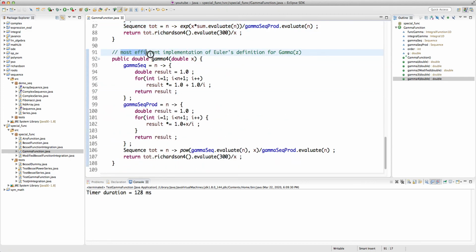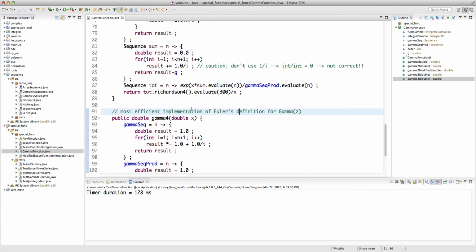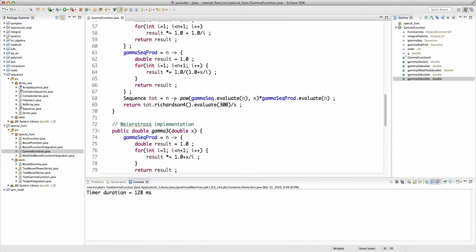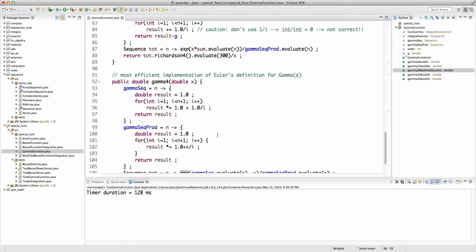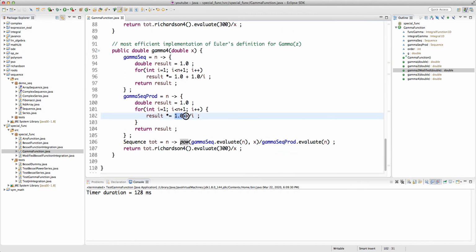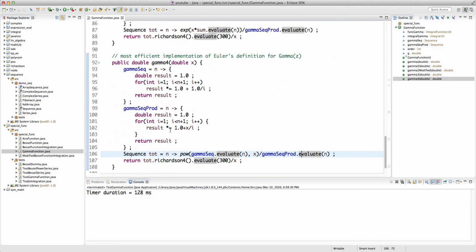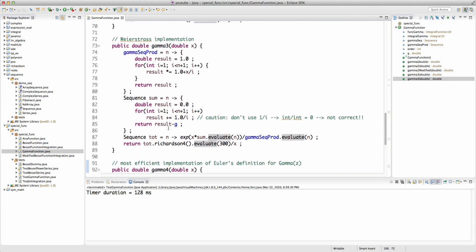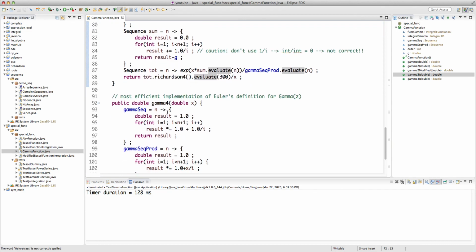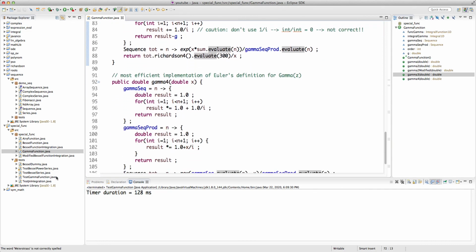Gamma 4 is the most efficient implementation of Euler's definition. And by that, I mean I'm not calculating 1 over 1 plus x over I and then multiplying the result by this power. Here I am calculating 1 plus x over I, which is the denominator, and then dividing the power by that. All right. So gamma 3 and gamma 4 are supposed to be the most efficient implementations based on Weierstrass and Euler. So let's go and test them.